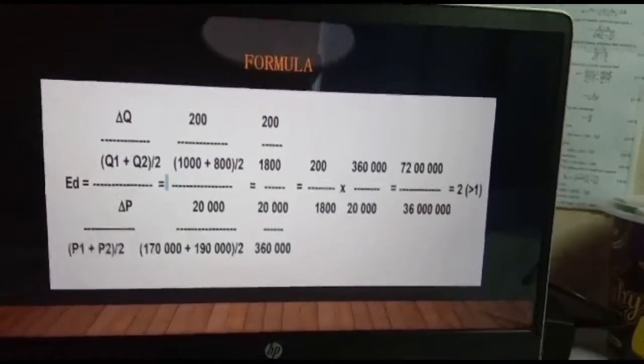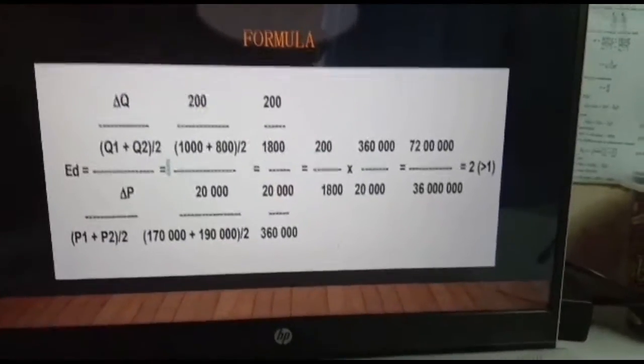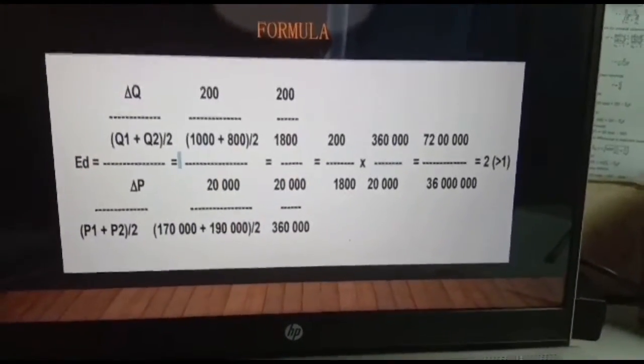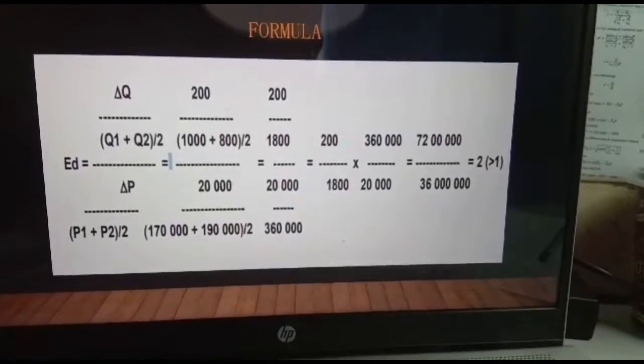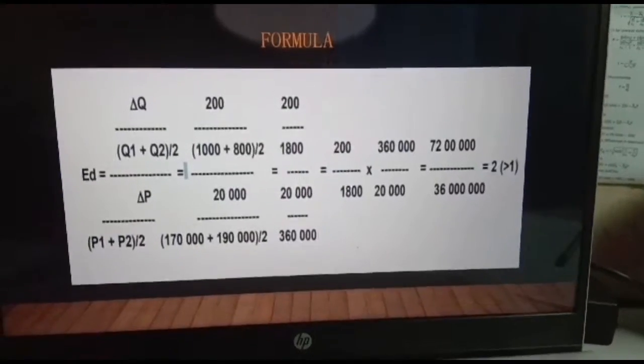So when the elasticity value is more than 1, we know that this is an elastic demand, because this is more than 1. Based on the formula, we know that the value is more than 1.